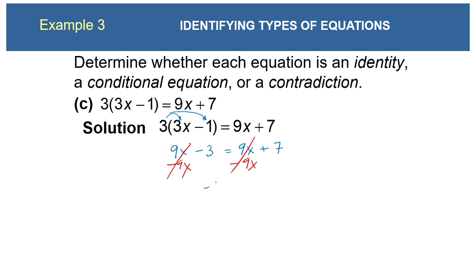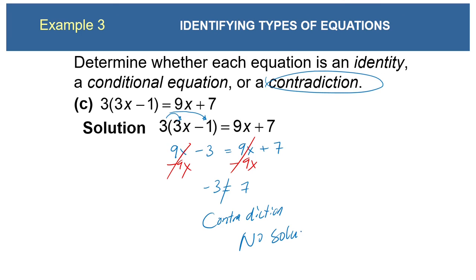This leaves us with negative 3 equals 7, and that's not equal. That's false. That's not true. Negative 3 is not equal to 7, so this is a contradiction. Therefore, we have no solution.